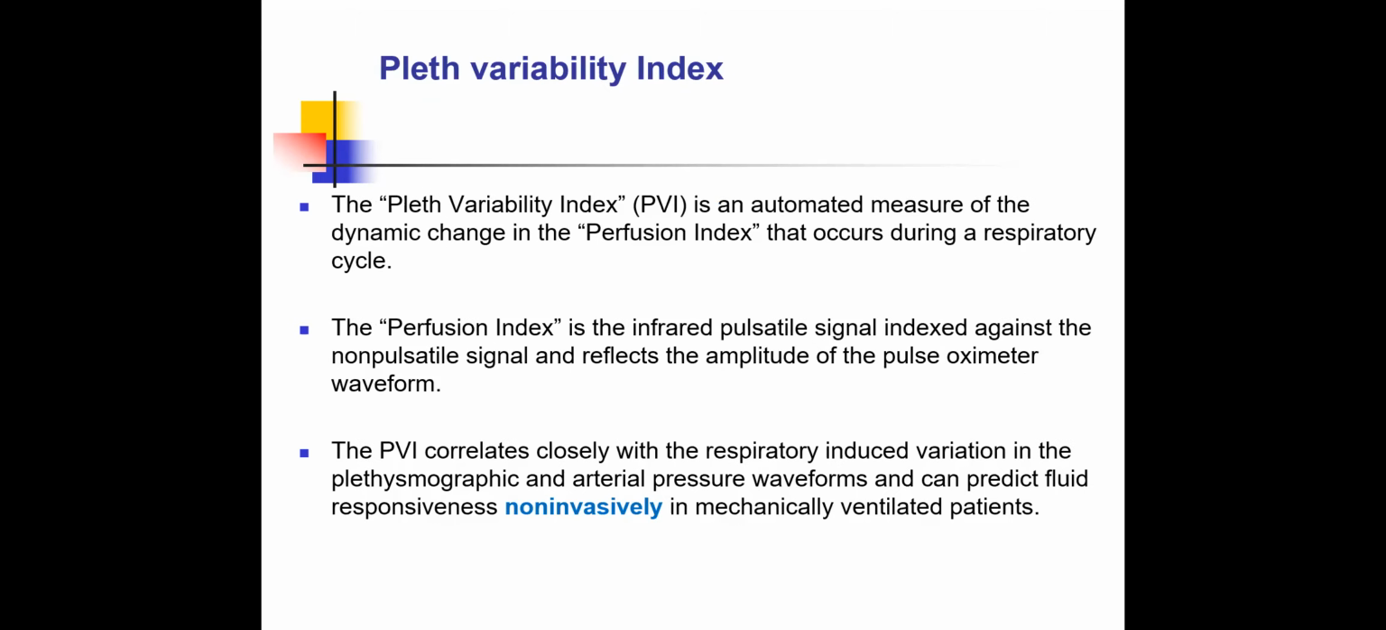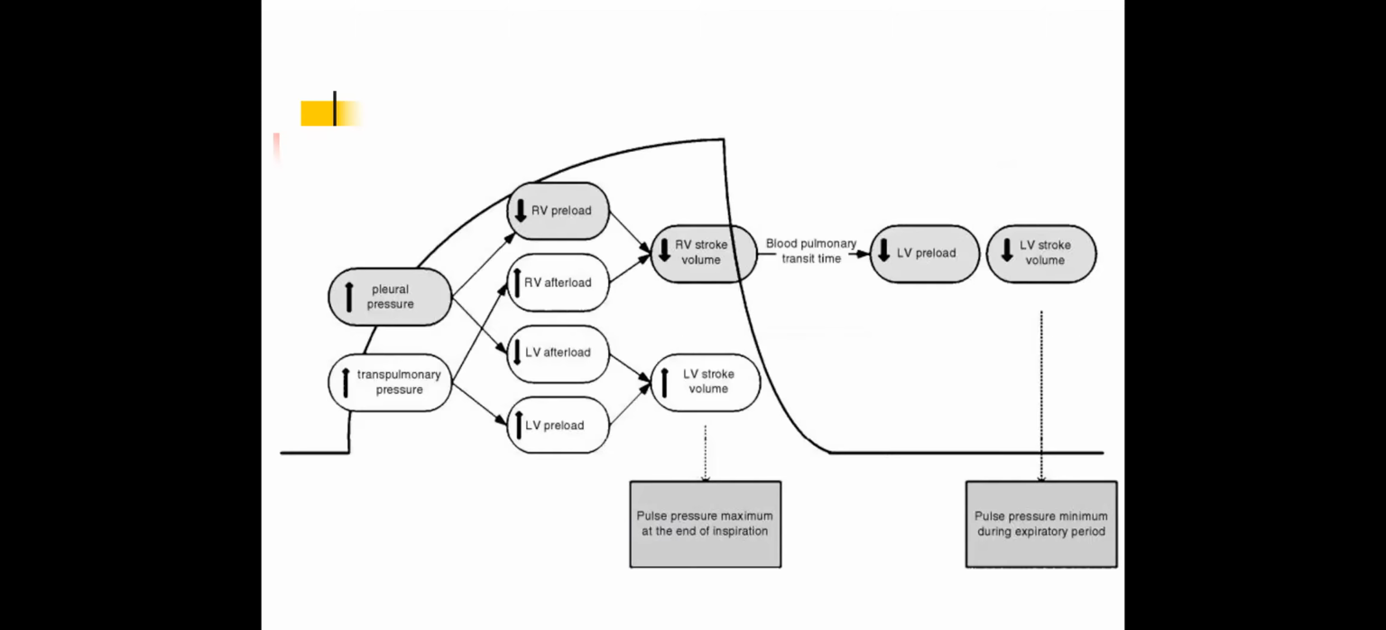The Pleth variability index is an automated measure of the dynamic change in the perfusion index that occurs during a respiratory cycle. The perfusion index is the infrared pulsatile signal indexed against the non-pulsatile signal and reflects the amplitude of the pulse oximeter waveform. So the Pleth variability index correlates closely with the respiratory induced variation in the plethysmographic and arterial pressure waveform and can predict fluid responsiveness non-invasively in mechanically ventilated patients.